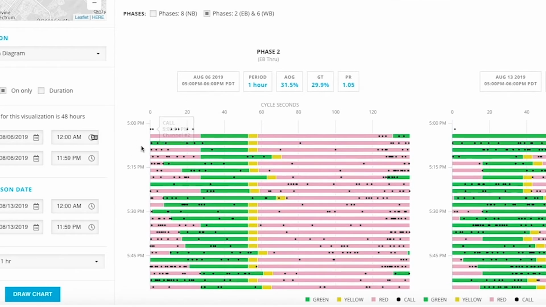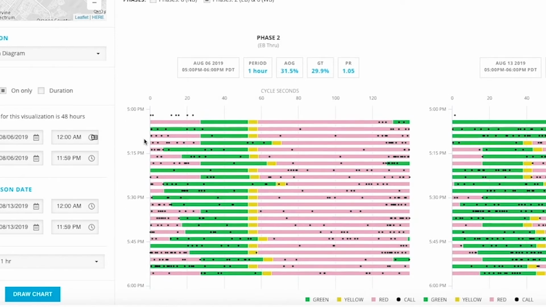What the visualization is showing us is cycle by cycle level detail on when the phase was green, yellow, and red, and these black dots are showing us projected vehicle arrivals at the stop bar from activity at the advanced detectors. And so we're able to quickly visually see where the platoons are arriving. Here I can see that the platoons tend to arrive during the red phase.